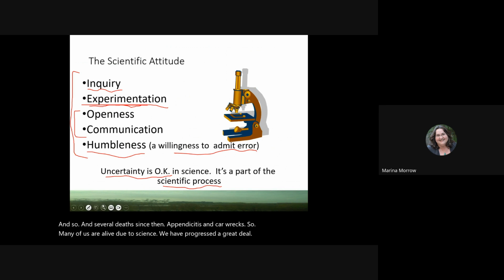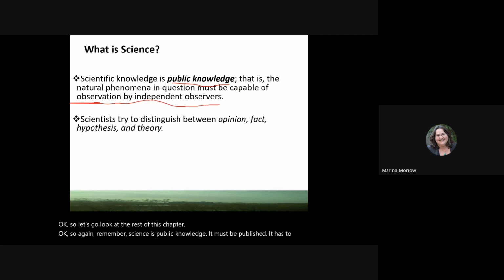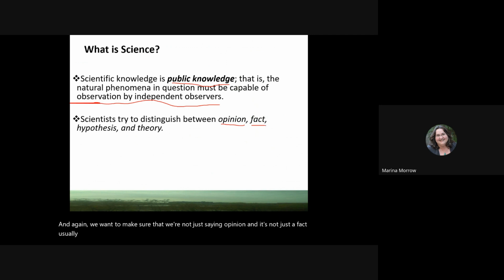Okay, so let's go look at the rest of this chapter. Okay, so again, remember science is public knowledge. It must be published. It has to be observed by independent observers who can retest. And again, we want to make sure that we're not just saying opinion. And it's not just a fact. Usually that would be closer to a law. But usually we will look for a hypothesis that we want to test. And eventually that hypothesis may become a theory.